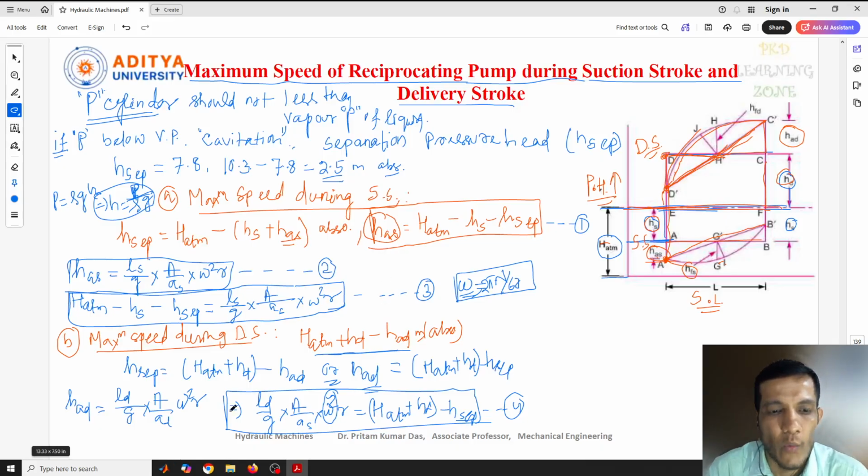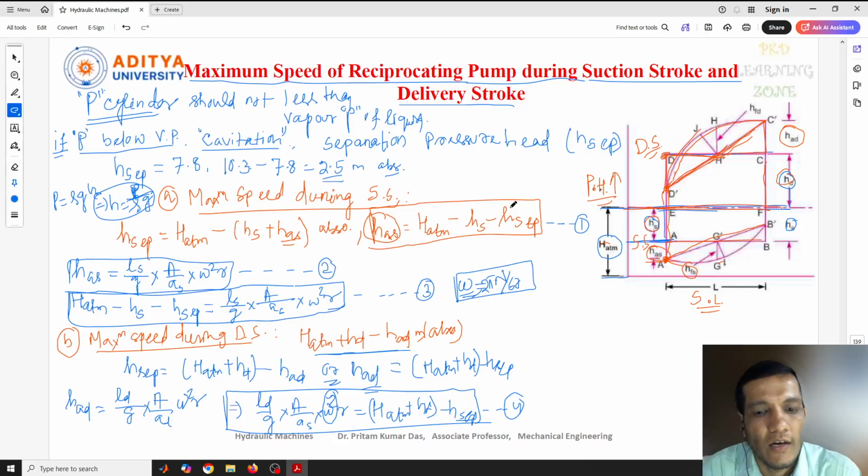I hope you understand. Now one more point I'll tell you: as I told you, separation can take place at the suction stroke as well as in the delivery stroke. Now the maximum speed during the suction stroke should be such that the pressure does not go below the vapor pressure of the liquid. If it does, then cavitation forms. Suppose during the suction stroke the pressure drops below the atmospheric pressure head. The maximum speed can be considered when our cylinder pressure is less than the atmospheric pressure, then the pump started rotating.